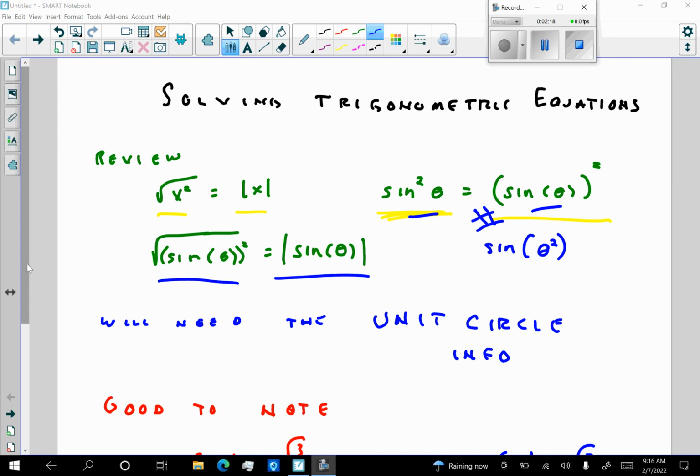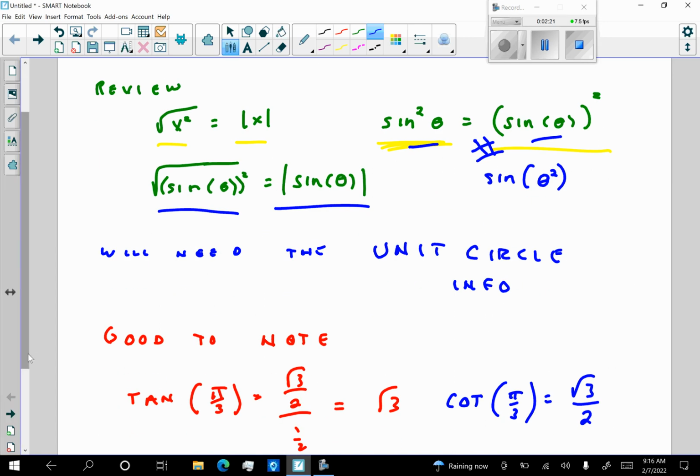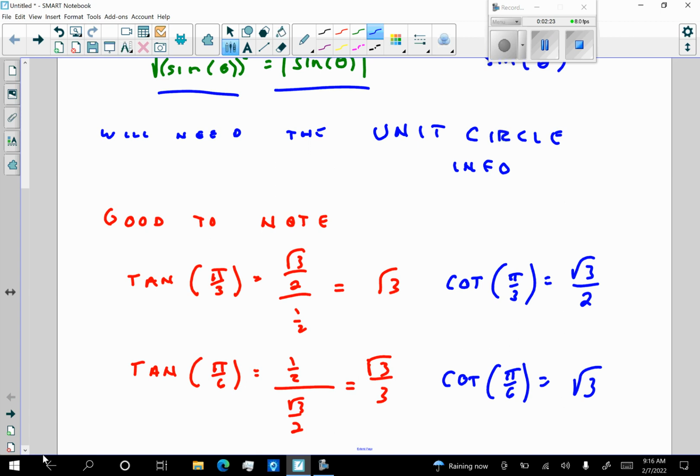And then also for these equations, it's going to be good to note the tangent of pi over 3, and we know that the tangent is the y over the x. If I get to pi over 3, the terminal point is 1/2, square root of 3 over 2, as I can see on my unit circle. Therefore, the tangent of pi over 3 is square root of 3 over 2 divided by 1/2. Cancel the 2's in the bottom, and that's square root of 3. That's going to be important to note, and you will need to know that.